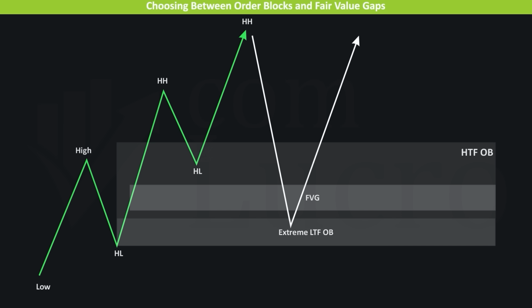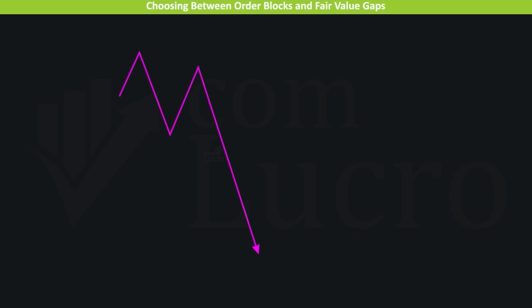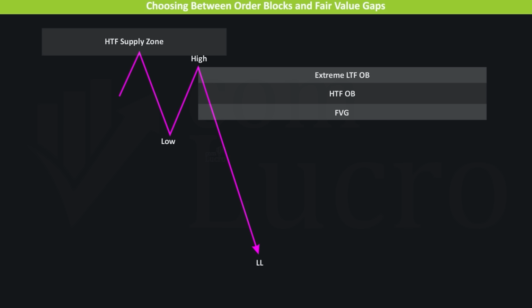Now, we have already covered the scenarios in which price respects order blocks, respects fair value gaps, or interacts with both. However, there is another situation you may encounter in the market, one where price respects neither the order blocks nor the fair value gaps. Let us explore this scenario and understand the main reason behind it.